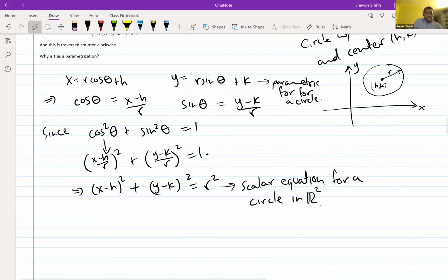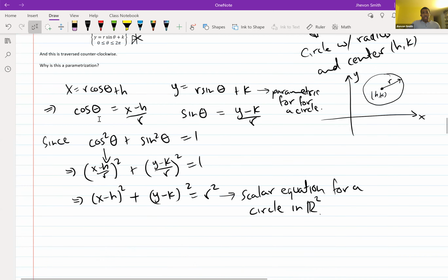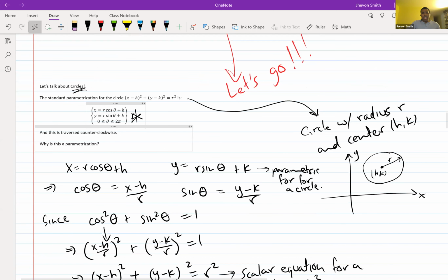So by just taking advantage of this trig identity, I'm able to realize that this equation fits very nicely with sine and cosine, which again, from trigonometry, we already have that idea, that the x and y we can associate with cosine and sine respectively. So that gives a very nice, straightforward parametrization of a circle.